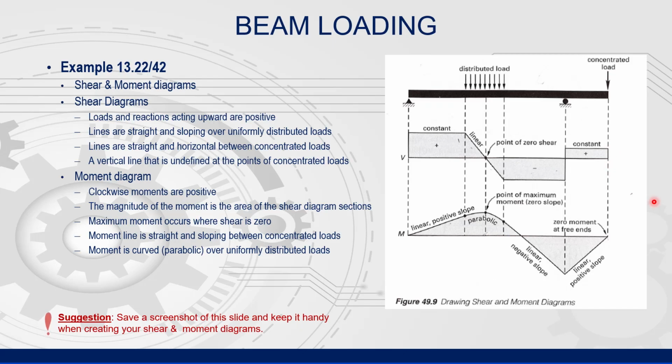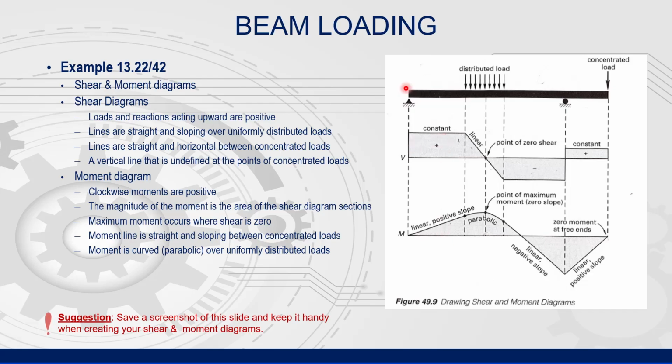For the moment diagram, clockwise moments are positive. The magnitude of the moment corresponds to the area under the shear curve. Maximum moment occurs where the shear crosses the zero line of the shear diagram. Concentrated loads are straight but sloping lines, whereas distributed loads are parabolic. Note the diagram here, so it parallels the shear diagram.